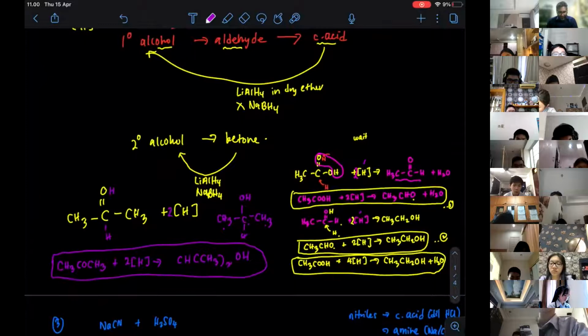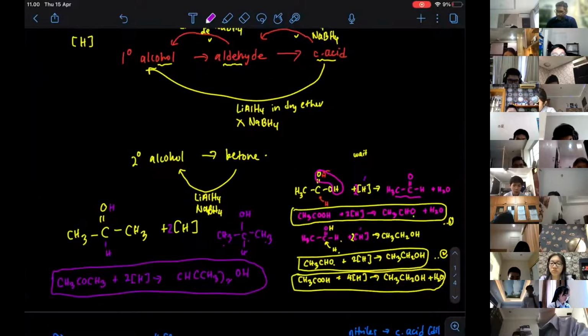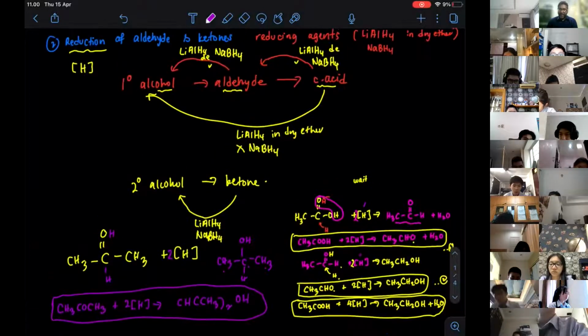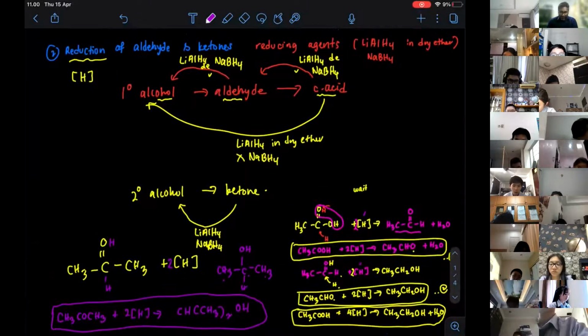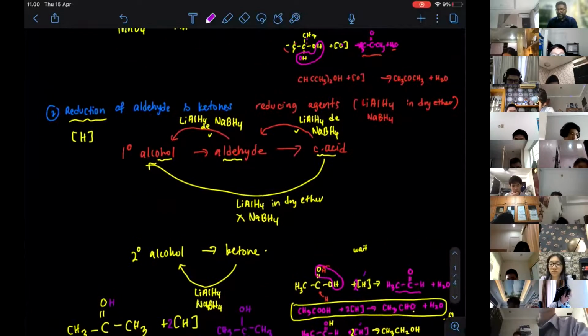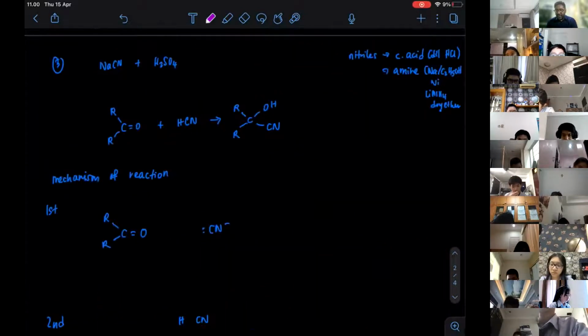Now let's look at what we are going to learn today. This is very important. This is very, very new. The very new part over here is that we are going to learn about the mechanism of the reaction. I'm not going to give you the mechanism straight away. I will just discuss with you what might happen first, then maybe we can discuss the name of the mechanism.